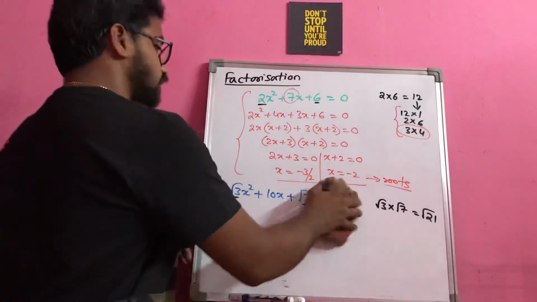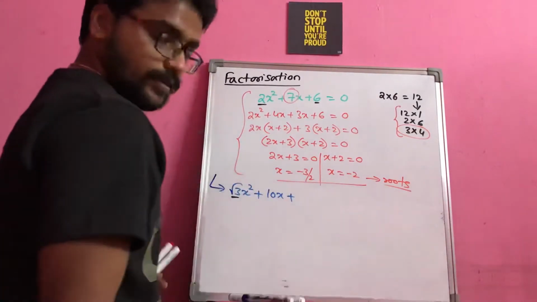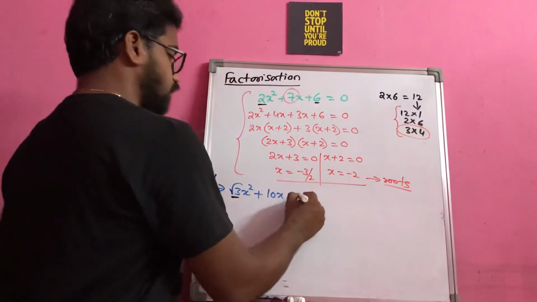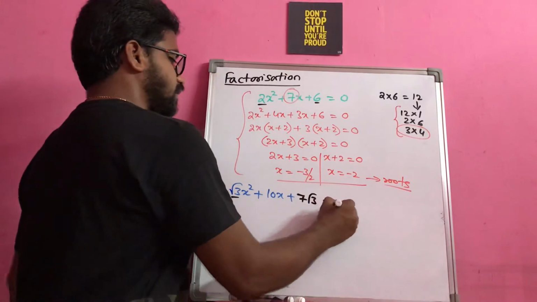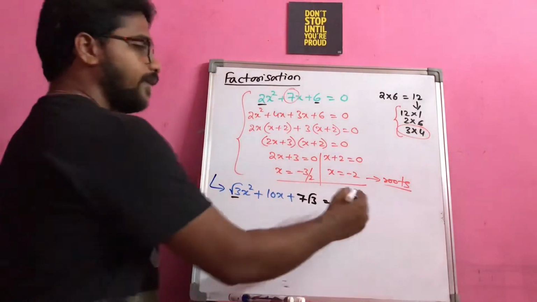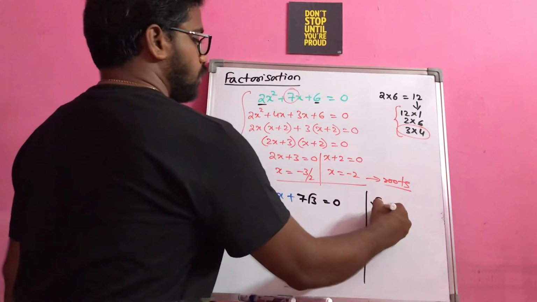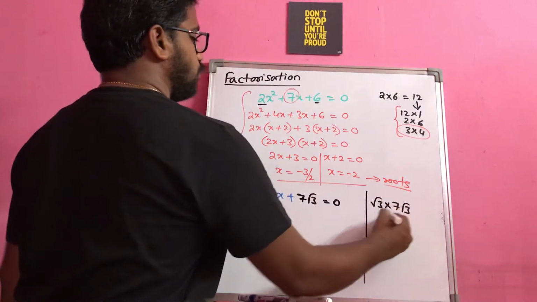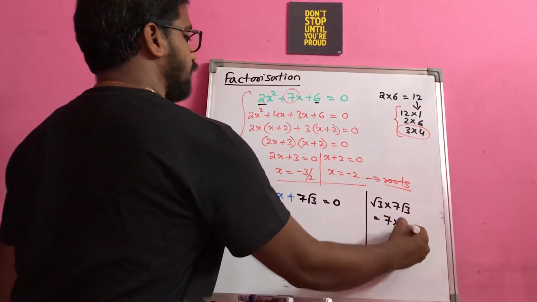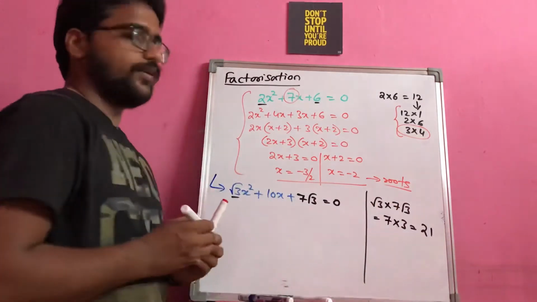Wait, we will make it a simple change here. Instead of root 7, let me take 7 root 3. Okay, again you have to go for the same procedure. Root 3 into 7 root 3, you will be getting 7 into 3, that is 21.